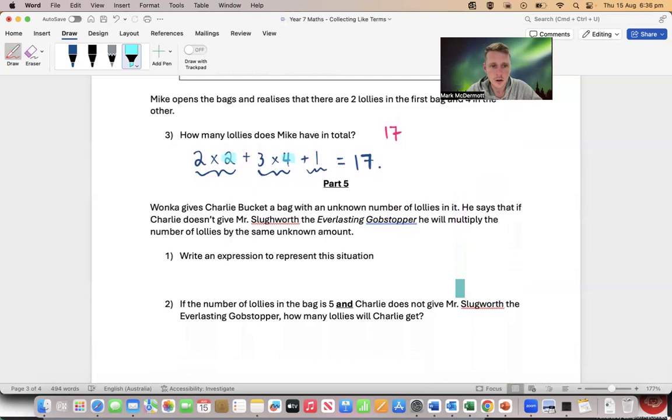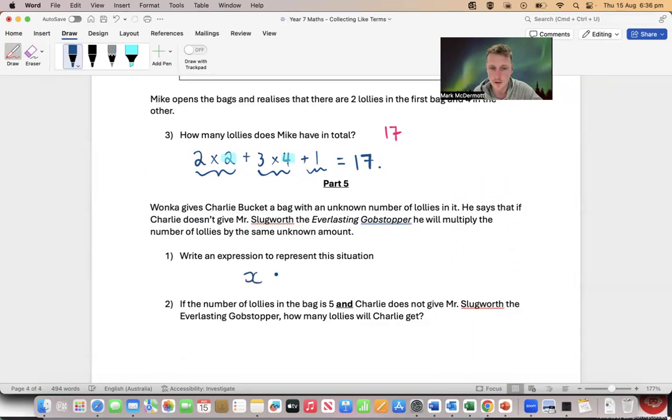Okay, last one. Wonka gives Charlie Bucket, part 5. So Wonka gives Charlie Bucket a bag with an unknown number of lollies in it. He says that if Charlie doesn't give Mr. Slugworth the everlasting gobstopper, sorry, I spelled that wrong. Maybe not. The everlasting gobstopper, he will multiply the number of lollies by the same unknown amount. Write an expression to represent this situation.